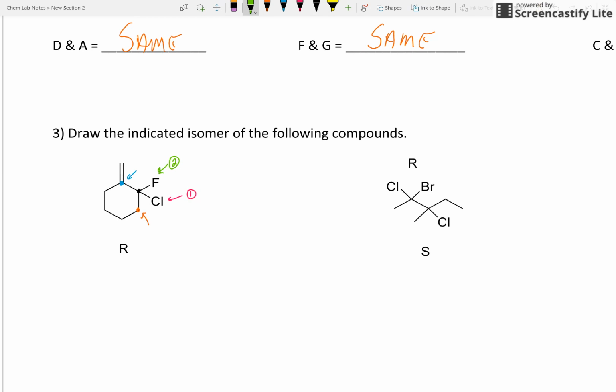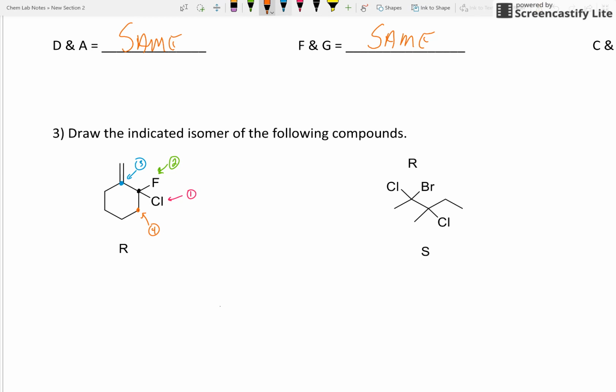Then we've got carbon in blue versus carbon in orange. Make your list, right? If you make your list, carbon in blue is going to be 3 because it's bound to 3 carbons. Double bound to a carbon, which counts as 2, and then bound to another carbon, so 3 carbons. And then carbon in orange down there is 4. Okay, so we need to draw R.